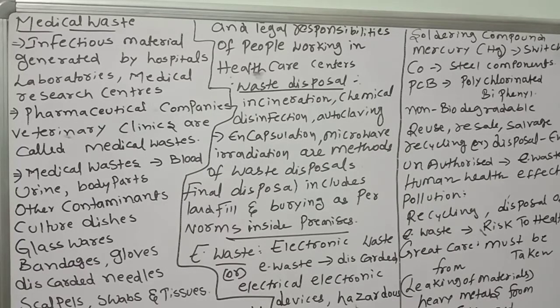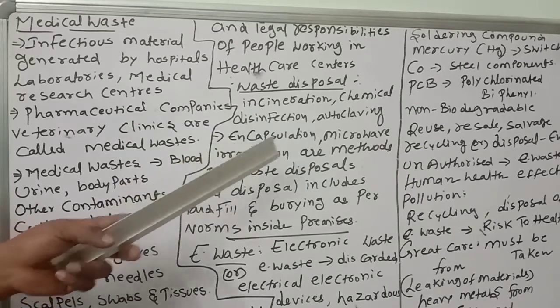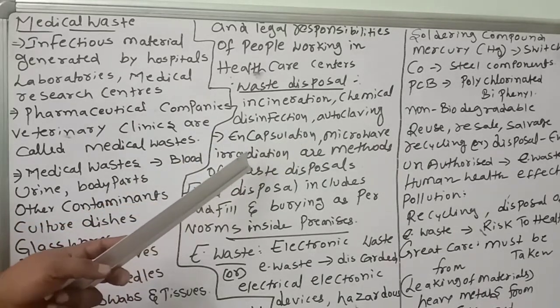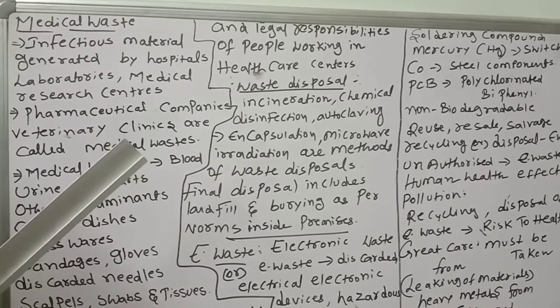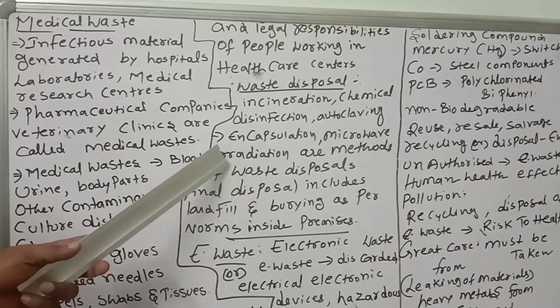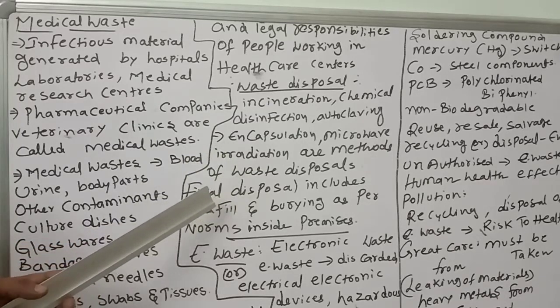So the autoclave is a must. Autoclaves are very important. Why? Because of the high temperature we use in the autoclave, microorganisms cannot survive. So autoclaving is important. Next, encapsulation and microwave irradiation, very important methods of waste disposal.